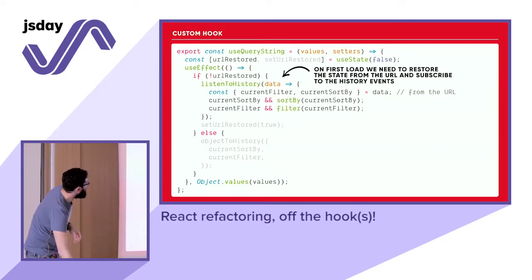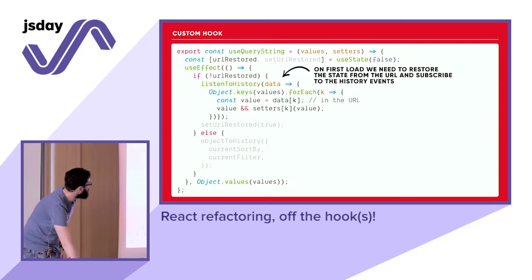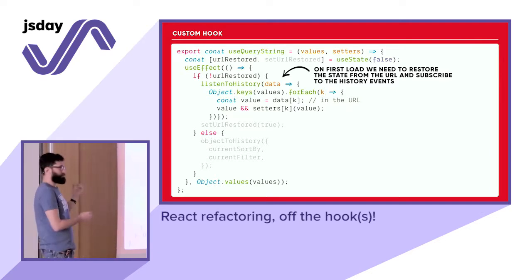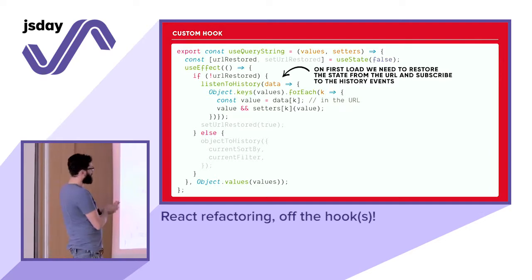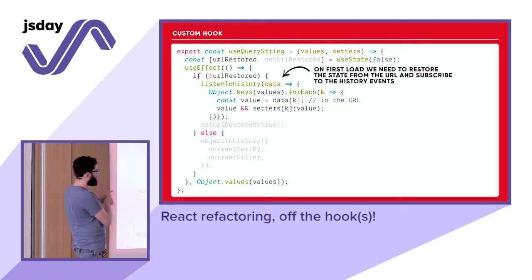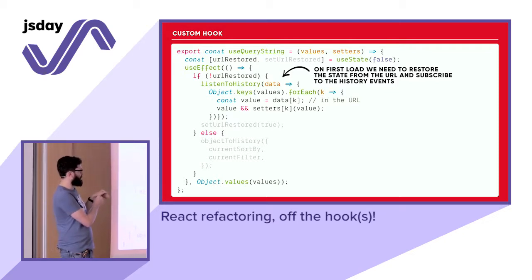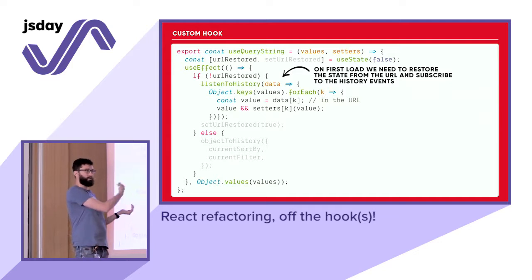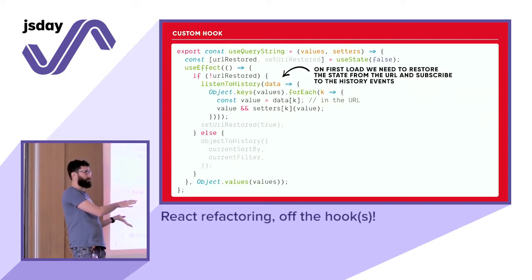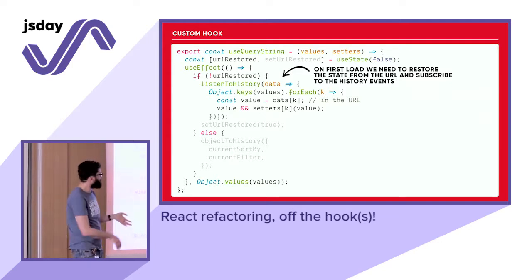And then I need to work on recovering them, right, from the URL. So this listen to history data would be slightly changed to look like this. So you have the keys that come with the value. And for each key, I would check whether the data is there. And if it is there, I would take the same key from the setters and execute it with the value that comes with it. Are you with me? OK.